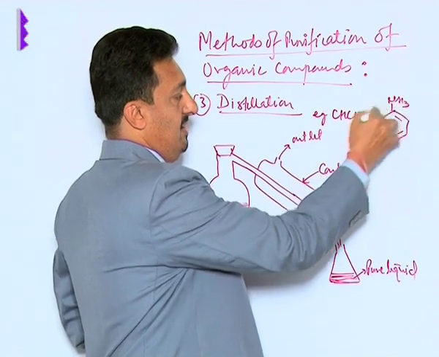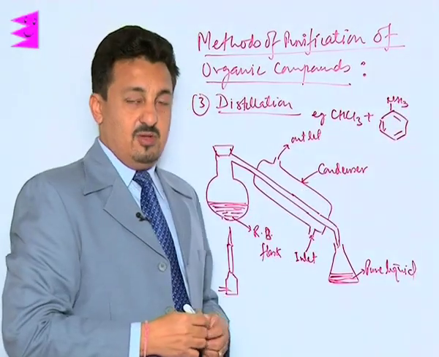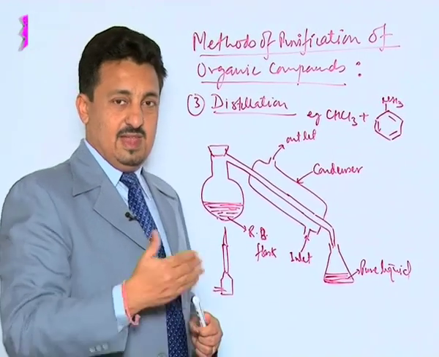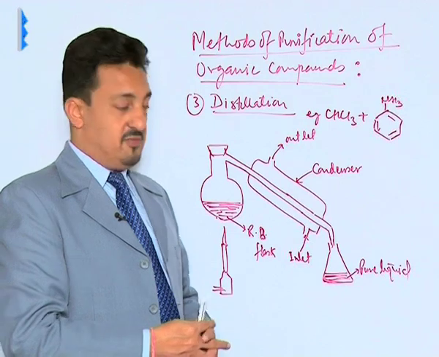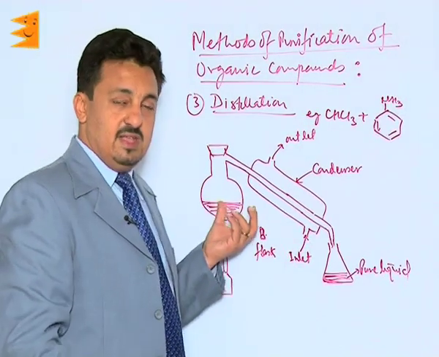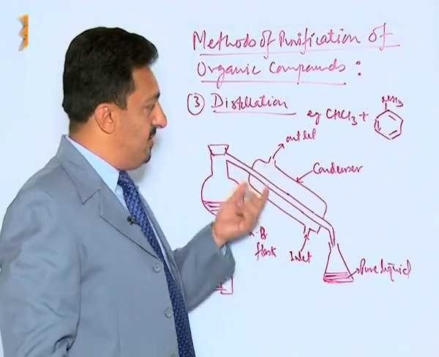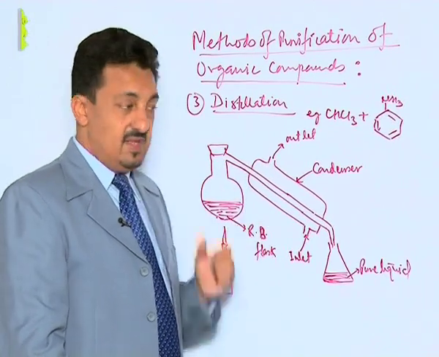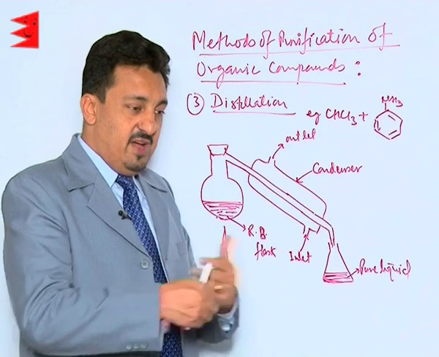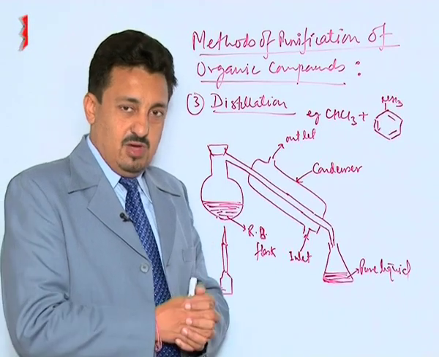The chloroform and aniline can be easily separated because chloroform has a lower boiling point than aniline, so it gets separated out on the other side after heating them around the boiling point of chloroform, whereas the aniline remains as such in this round bottom flask. Then we have modified this distillation method according to our requirement.